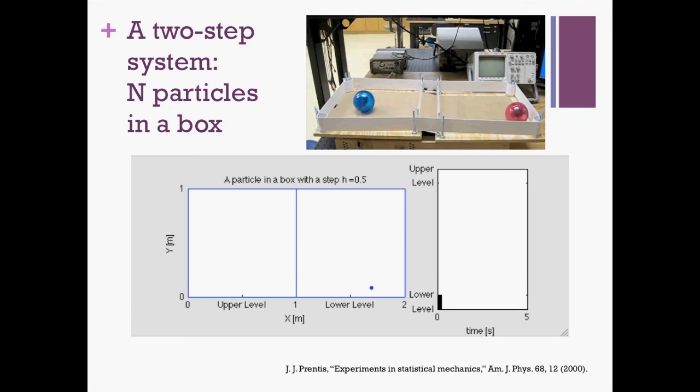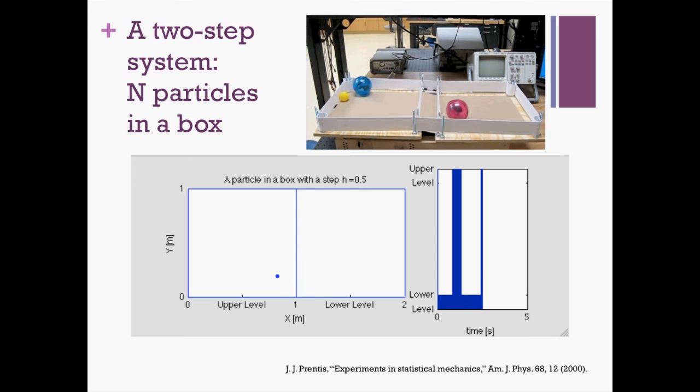What you see on the top is the experiment, where the random kicks are provided by squiggle balls that are motorized, and the particle moving around is that yellow ping pong ball. And so students use a chess clock to track how much time the ping pong ball spends on the upper level versus the lower level. And they can then compare their simulation to their experiment.